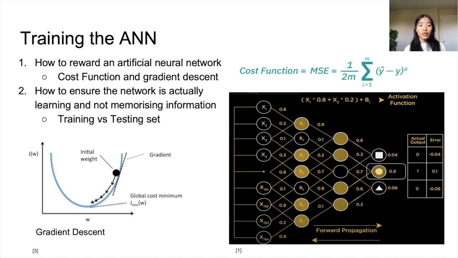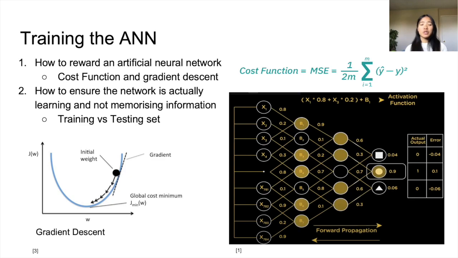If we look at the previous example of trying to classify an image as a circle, a triangle, or a square, we'll notice that the network accurately classified the image as a circle with a probability value of 0.9. However, this probability value isn't actually what we would expect, because when we looked at the image, we knew with 100% certainty that the image was a circle. So the actual output should have been a 1 for the circle and 0 for the triangle or the square.